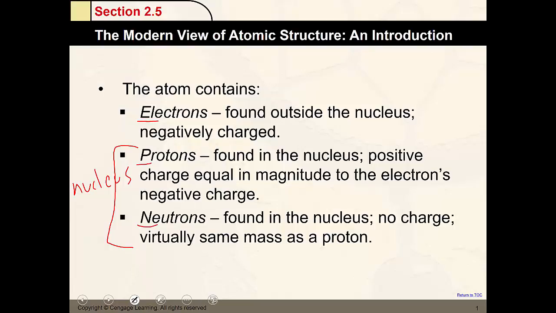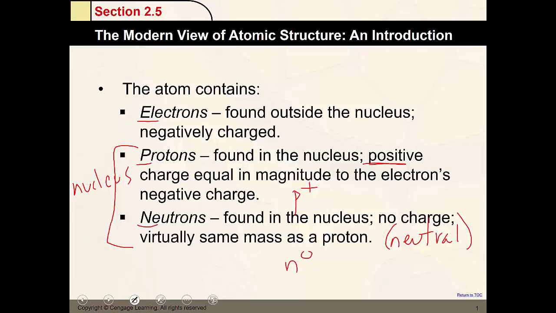So protons found in the nucleus have a positive charge. So the abbreviation for a proton is lowercase p followed by a superscript plus sign to indicate it's a proton and it's positively charged. And then neutrons, also found in the nucleus, have no charge or are neutral. So the abbreviation for the neutron is lowercase n with a 0 as a subscript to indicate that it has no charge, that it's neutral.